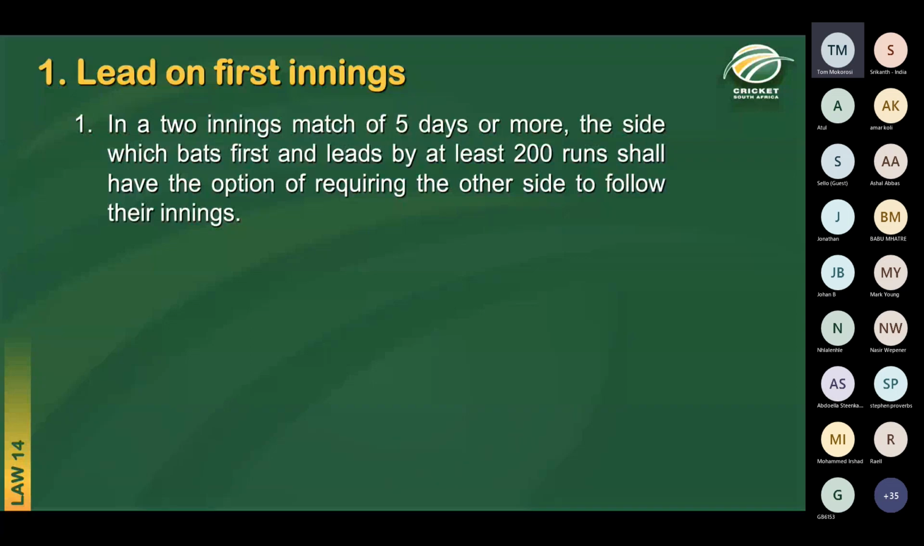If Australia had scored 251, the lead would have been 199. Would South Africa have been able to ask Australia to bat again? They would not, according to law, have been able to ask Australia to follow on. If Australia scored 249, then the lead would have been 201. And so obviously South Africa would have been able to enforce the follow on there as well.